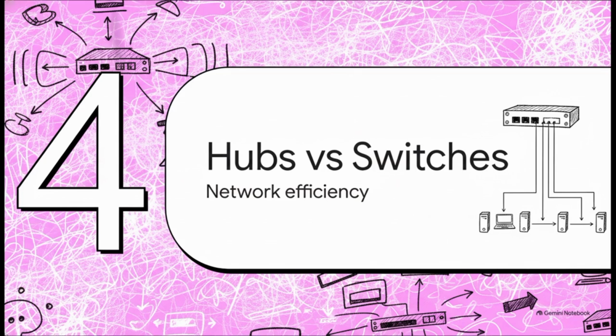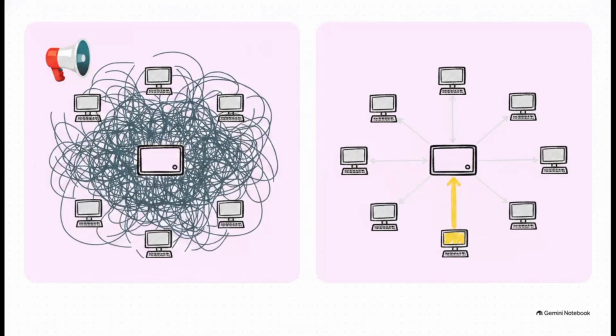Section 4, Hubs versus Intelligent Switches. Let's bring this all together with a quick showdown to illustrate exactly why local network hardware had to evolve. When we compare them side by side, it's pretty obvious why the switch is the absolute backbone of modern networks.